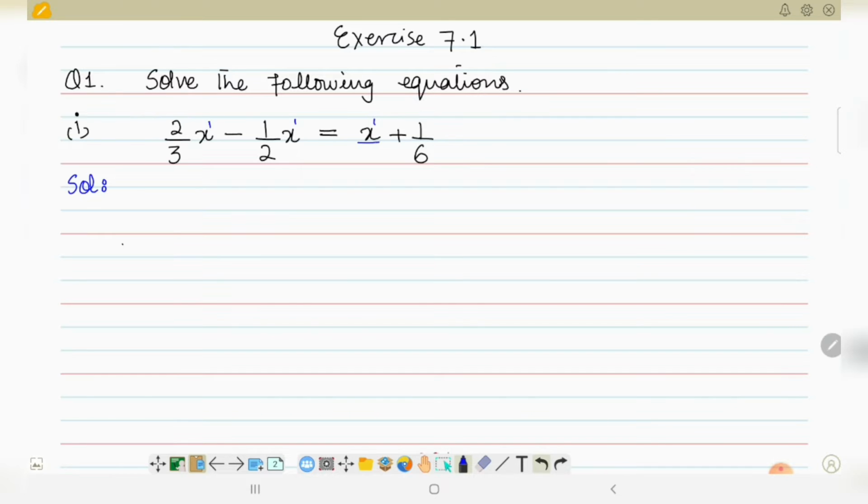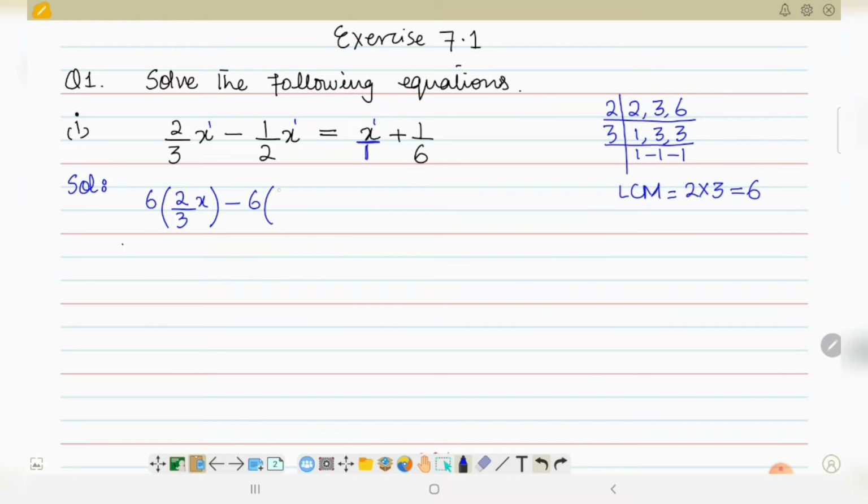So first let's take what is the LCM. Here nothing is there in the denominator, this means 1 is there. So we are going to take the LCM of the denominators, which are 2, 3 and 6. So let's take the LCM by this method. The LCM of 2, 3 and 6 is 6. So we are going to multiply the whole equation by 6. Multiplying the whole equation by 6 means you have to multiply each term of the equation by 6. Why are we multiplying the equation by the LCM? So that we can get rid of these denominators.